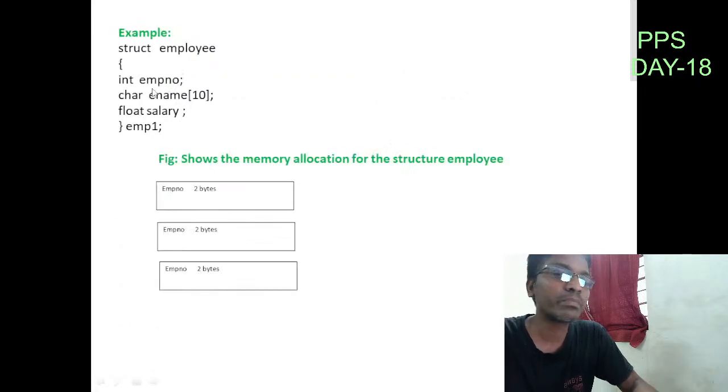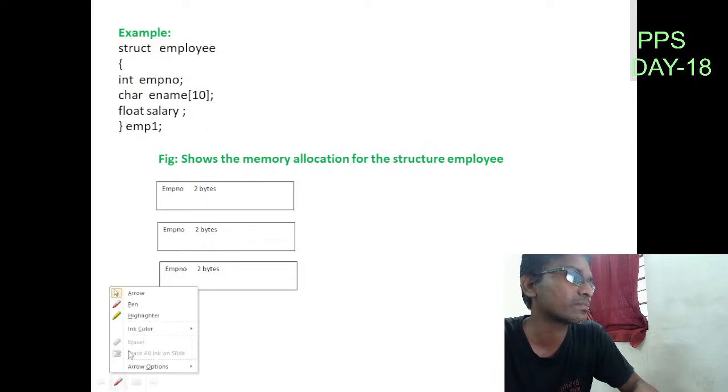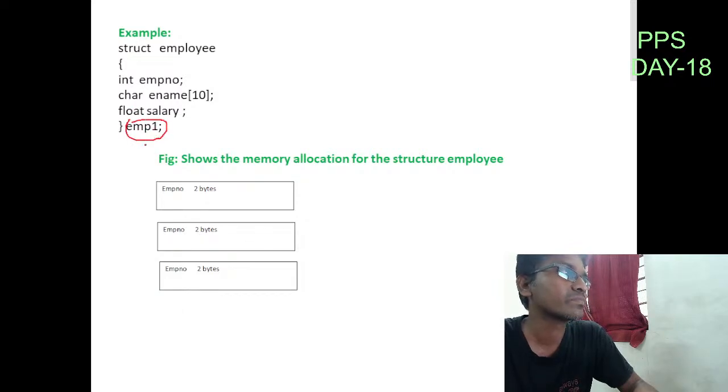This is an example I have given. I have taken employee details: struct followed by employee, employee number which is an integer data type, employee name which is a character data type, and salary which is a float data type, and my structure variable will be emp1, followed by a semicolon. With the help of this structure variable, you can access the members of the structure followed by the dot operator.